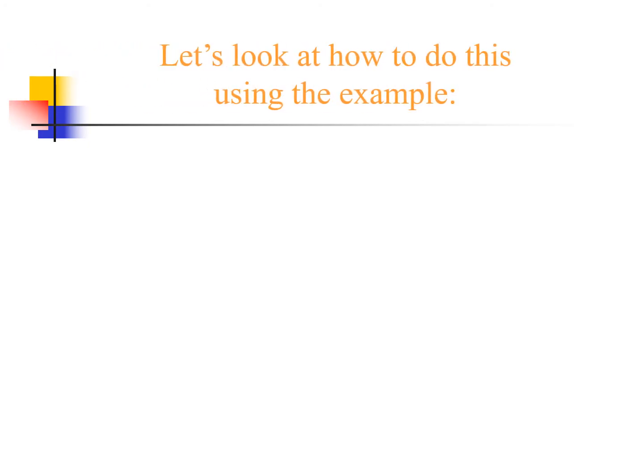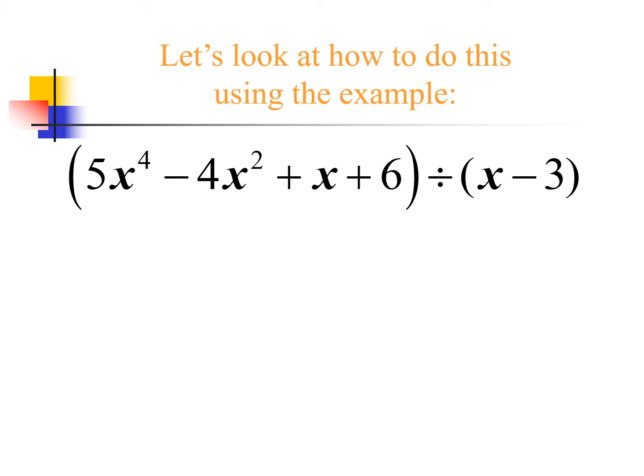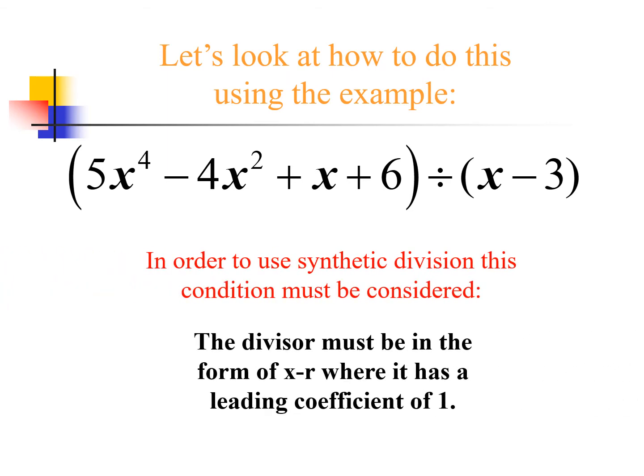Let's recall how to do both methods using this example. 5x to the power of 4 minus 4x squared plus x plus 6 divided by the quantity of x minus 3. Remember that we have conditions to consider before we can use synthetic division, and that is the divisor must be in the form of x minus r where it has a leading coefficient of 1.